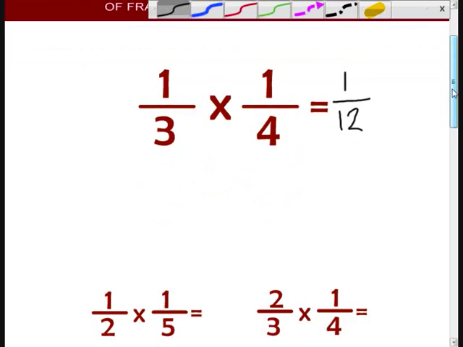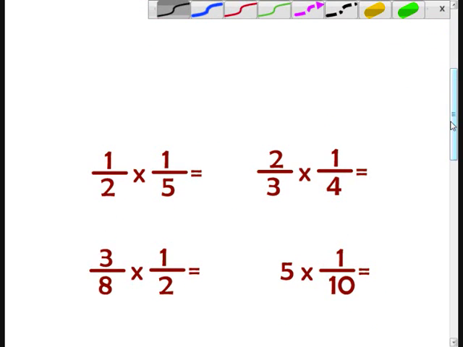Let's have a look at some other examples. Here we've got 1/2 times 1/5. 1 times 1 is 1. 2 times 5 is 10. How about this one? 2 times 1 is 2, and 3 times 4 is 12.